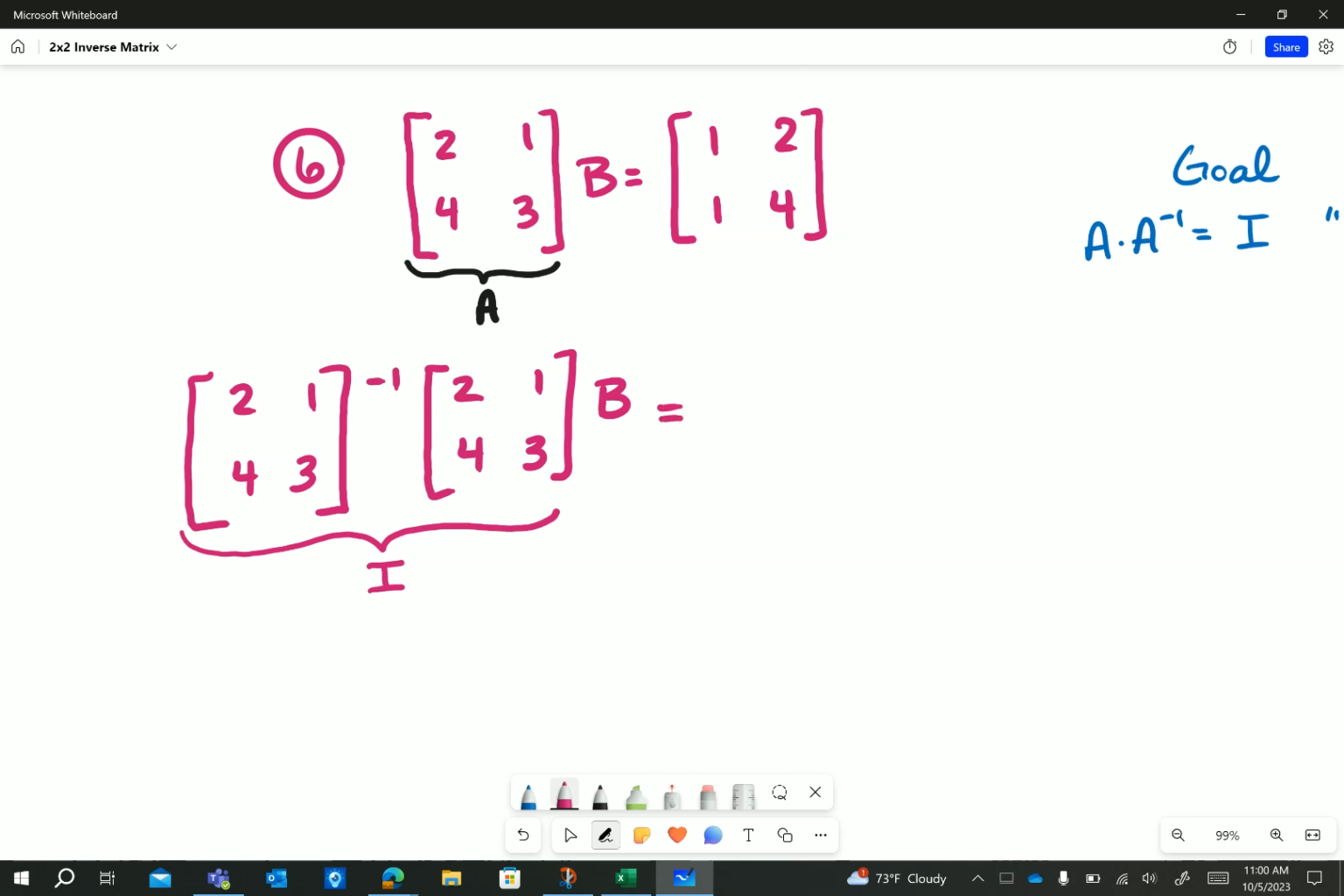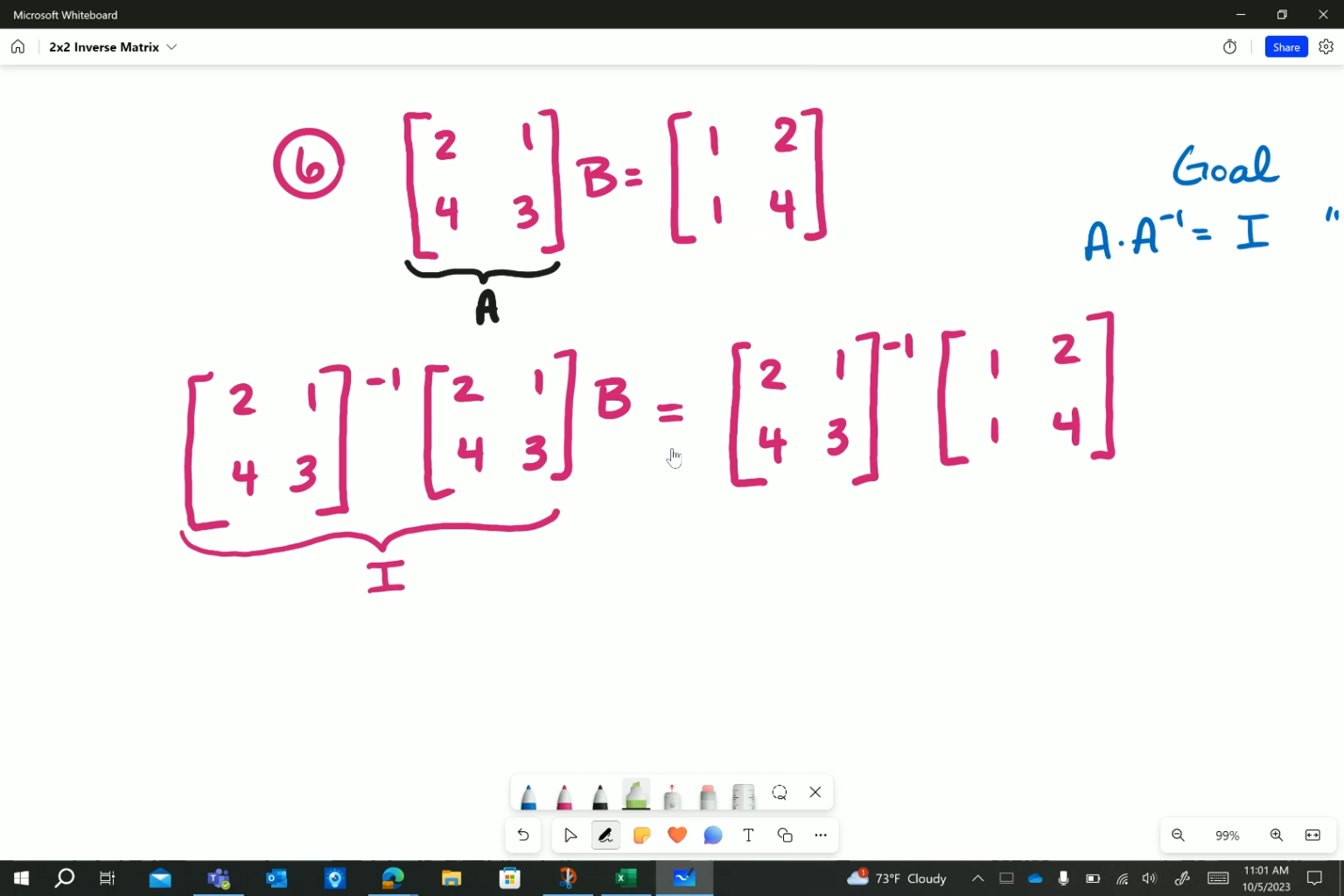So notice how I put the inverse matrix in front of 2, 4, 1, 3 of matrix A. I'm going to do it over here as well, because order matters. So 2, 4, 1, 3, the inverse, and then bring down this 1, 1, 2, 4. All I did is, if I multiply this side by an inverse, I must multiply this side by an inverse. That's all I'm doing. So I inserted the inverse on both sides.